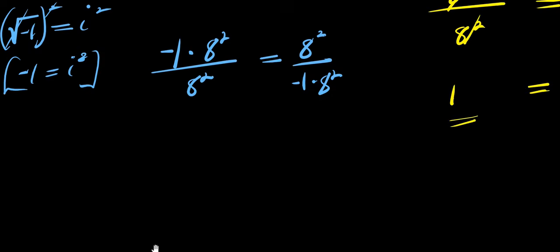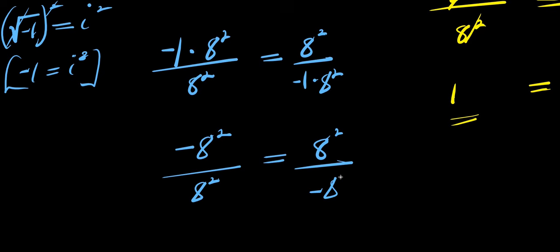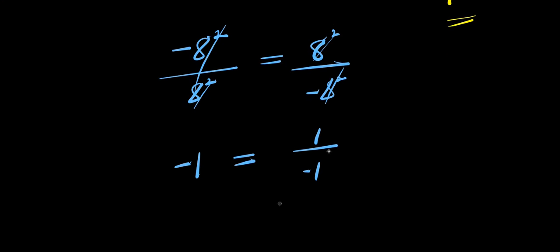Have you seen it? So from here, you have -1 times 8 power 2, that is -8 power 2 divided by 8 power 2, and this equals 8 power 2 divided by -1 times 8 power 2, that is -8 power 2. So -8 power 2 divided by 8 power 2, we are going to have -1, because 8 power 2 cancel 8 power 2, you have -1, and this 8 power 2 divided by this cancel this, we are going to have 1 divided by -1. Have you seen it? And 1 divided by -1 is -1, so you have -1 equals -1. Left hand side equals right hand side.